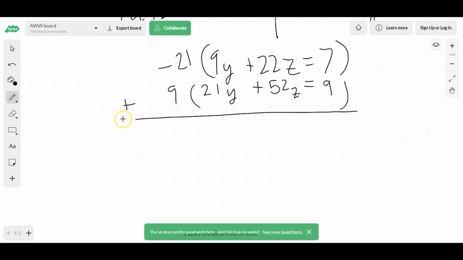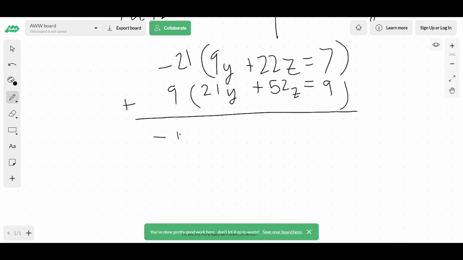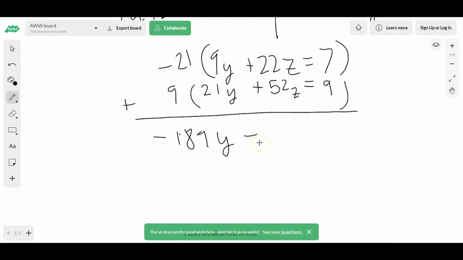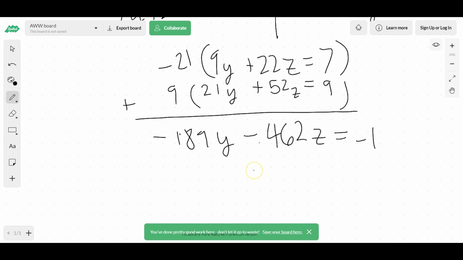So this is not necessarily fun. That'd be negative 189y minus, we're going to hope this works out, I hope I wrote that down correctly. Yep, good. So really, this is a pain in the butt.